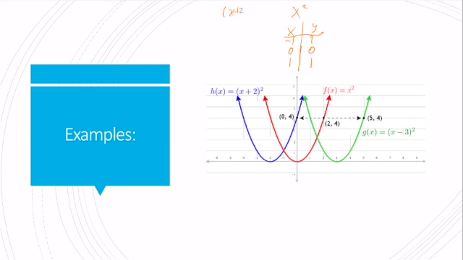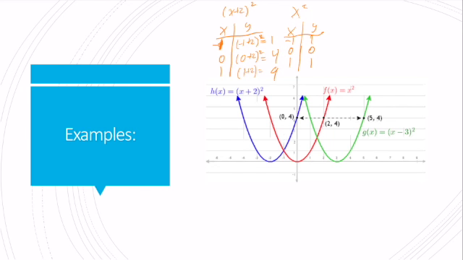Now, what if I have x plus 2 squared for my same x values? I'm going to have negative 1 plus 2 squared. Well, negative 1 plus 2 is 1, and 1 squared is 1. Now that doesn't look much different, but let's try again. What if I have 0? 0 plus 2 squared is 4. And when x is 1, I have 1 plus 2 squared, which is going to be 9.